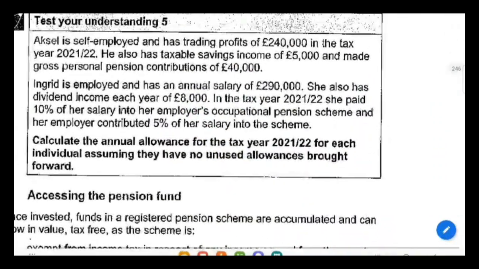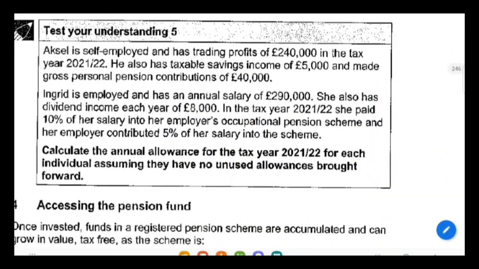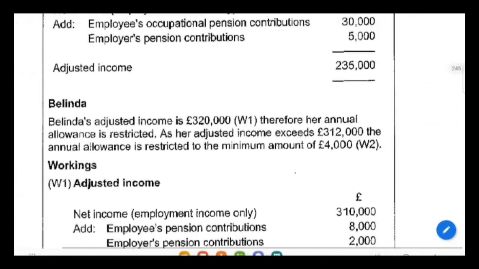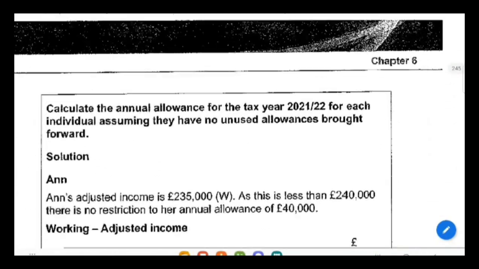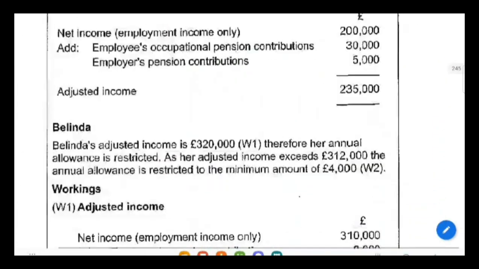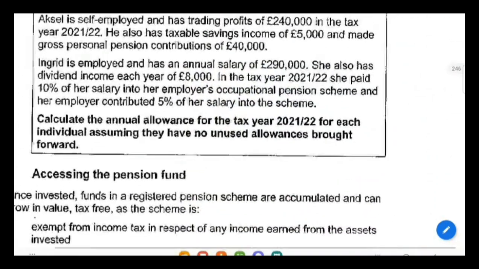For example, in this question, Test Your Understanding 5, the first portion about Excel is quite easy to calculate. In the second paragraph, Ingrid is employed and has an annual salary of 2,90,000. Previously, they had given us the taxable employment income, not annual salary. While in Test Your Understanding 5, they have given us the annual salary. She also has a dividend income of 8,000.